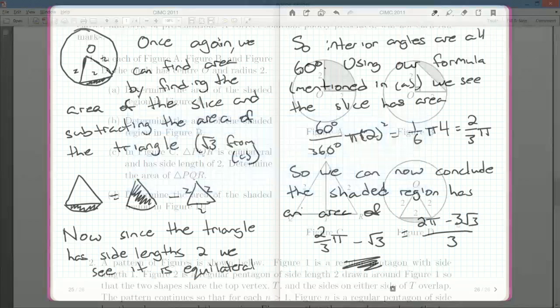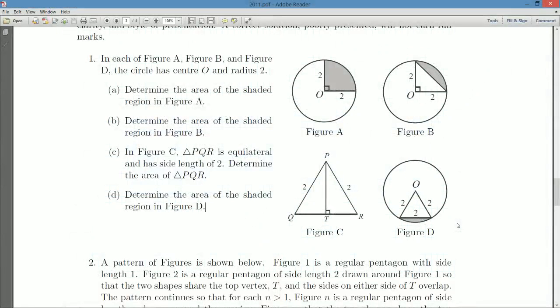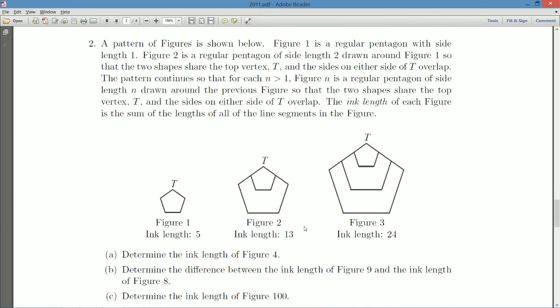And we check. We finished question 1 of the B part of the contest. Done all 4 problems. So now we can scroll down and move on to question number 2, which looks like it's going to involve embedded pentagons, but we'll explore that in the next video.